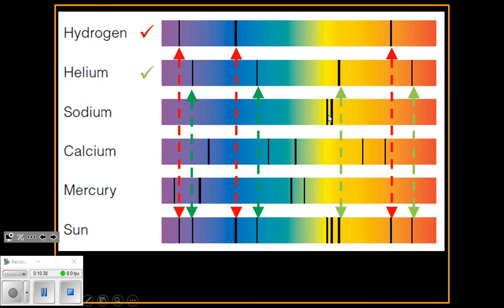Sodium only has those 2 lines, and you can see them standing right there. So that means sodium is also present. Take a look, that's all of the lines accounted for. So calcium, take it down: not present, not present, not present. Clearly calcium's not there. And mercury, there's no line there, none there. Those aren't there either. So our sun is made of 3 principal gases: hydrogen, helium, and sodium.